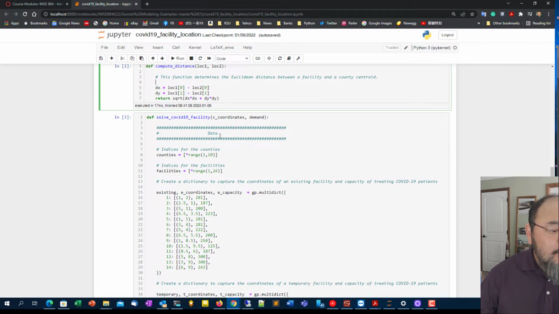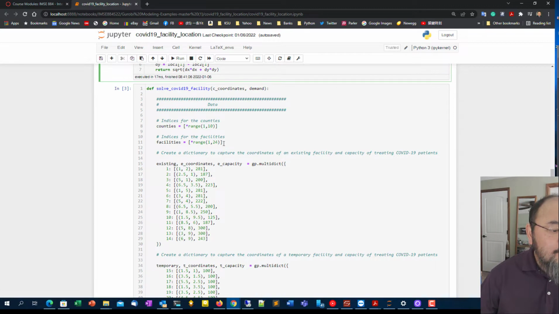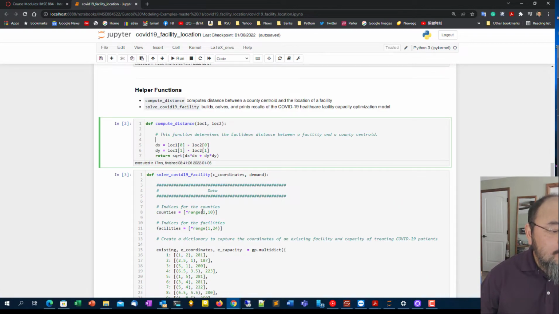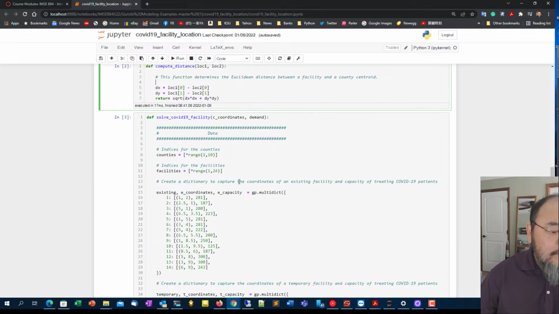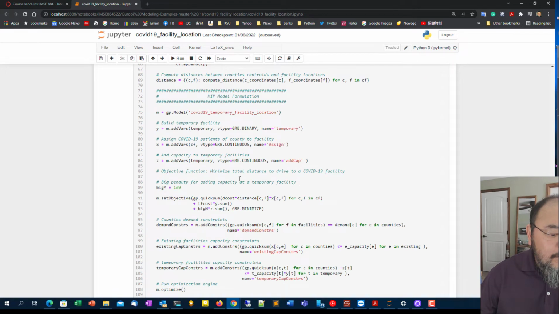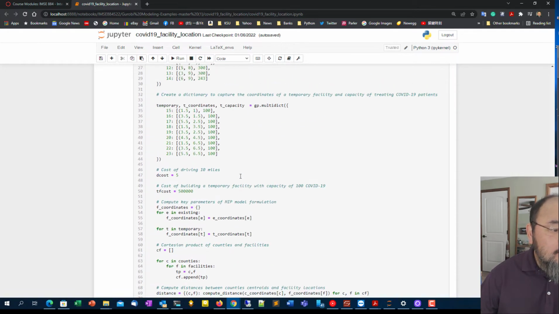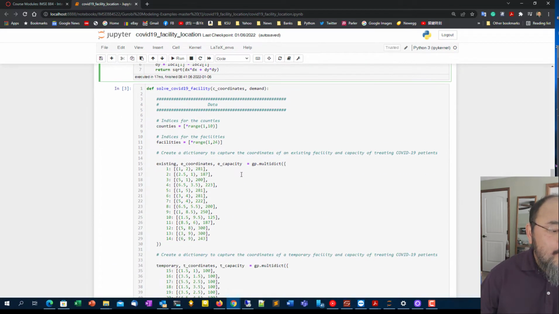All right. So the index for the county, we call it counties, and this is from 1 to 10, so we have 9 of them. This is the second helper function, we call it solve COVID facility. It's basically our main function, and it solves the entire problem. The second index we use is the facility, which we call facilities.